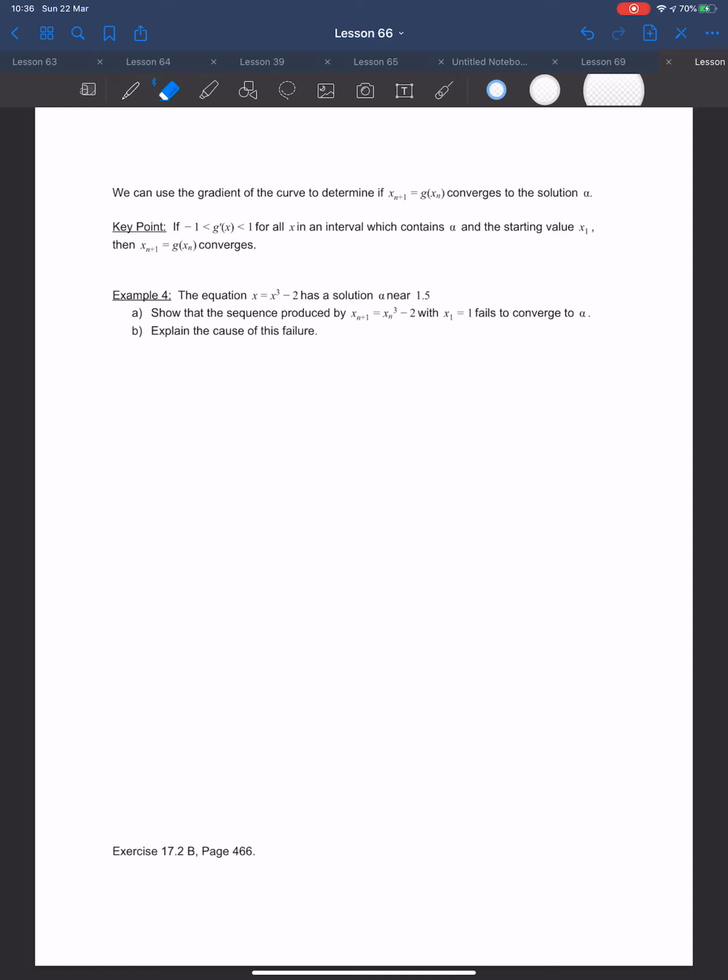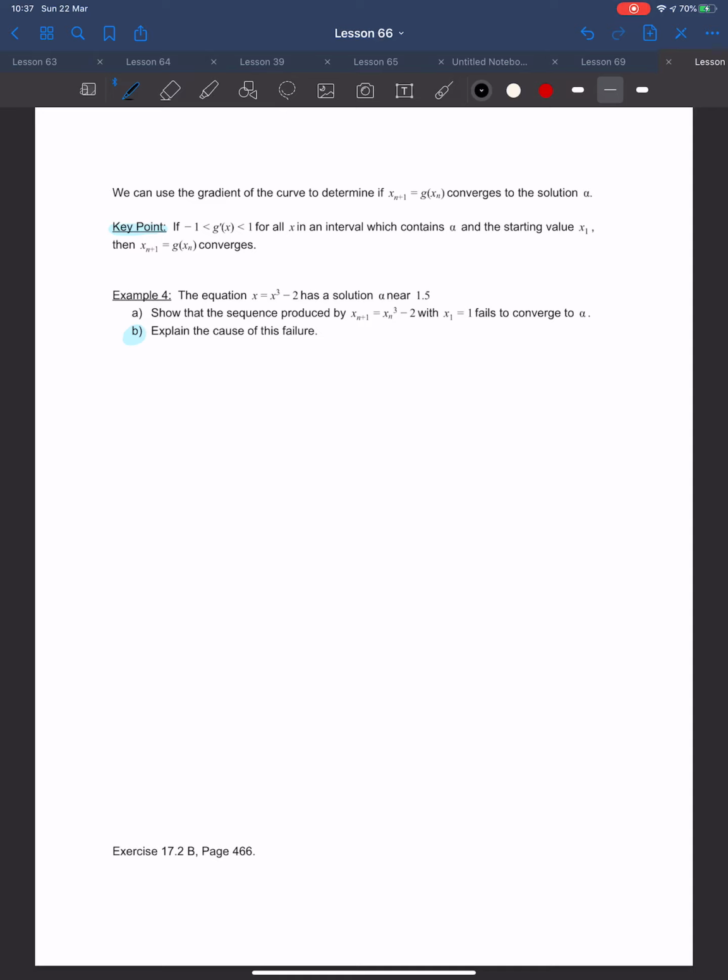Hopefully it'll become easier with the example. So the equation x is x cubed minus 2 has a solution alpha near 1.5. Show that the sequence produced by x n plus 1 equals x n cubed minus 2 with x1 equal to 1 fails to converge to alpha, and explain the cause. Right, the cause is going to come from this key point. But we'll look at the sequence first of all, and we'll come back to that key point and explain what's going on using that idea in a minute.